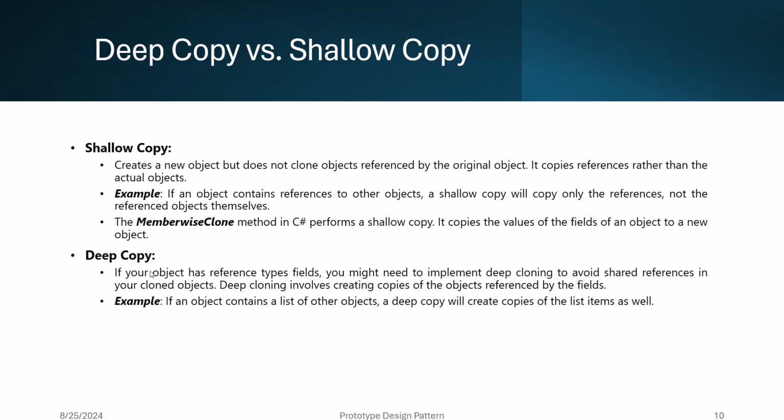Now what is deep copy? If our object has reference type fields, you might need to implement deep cloning, right? So one object has references to other objects also. That time we have to do deep cloning while creating the clone to avoid sharing references in your clone object. So deep cloning involves creating copies of the objects referenced by the fields. For example, if an object contains a list of other objects, a deep copy will create copies of the list items as well.